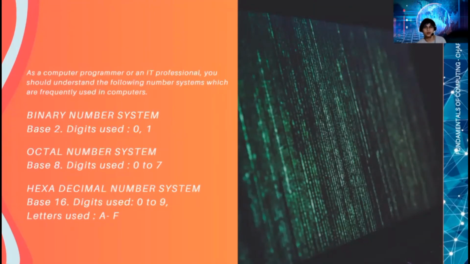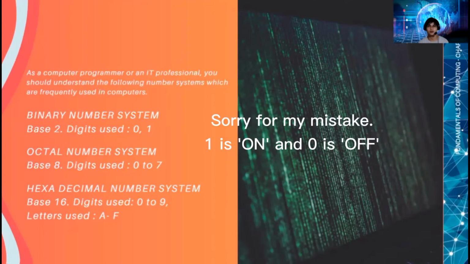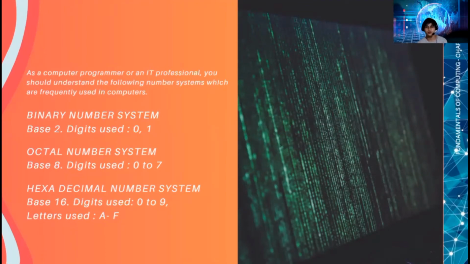Okay, so as a computer programmer or an IT professional, you should understand the following number systems which are frequently used in computers. We will be using binary, octal, and hexadecimal. When we say binary, it uses only two digits, zero and one. Actually, zero is equivalent to off and one is equivalent to on in a computer switch. So that's base two. Again, there's only two digits, zero and one, when we say binary.